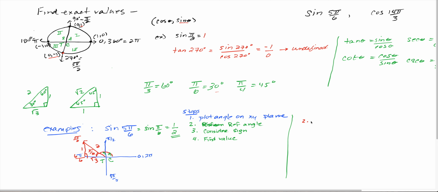Okay, so let's take a look at cosecant of 14 pi over 3. Or actually, that's just cosine. Cosine of 14 pi over 3. Okay, so let's plot the angle. The first thing that I notice is that 14 pi over 3, so 3 goes into 14 more than 2 times, right? So this is going to be an angle that goes around more than once.